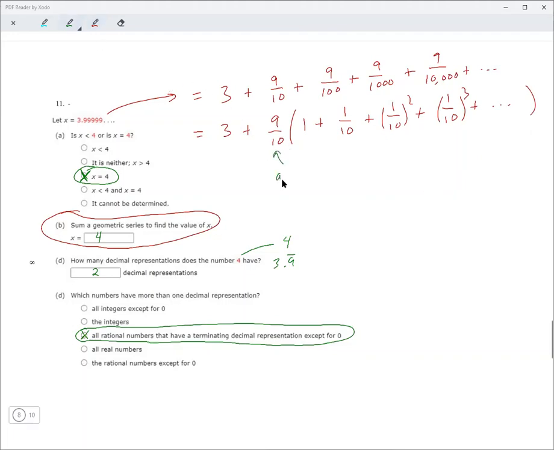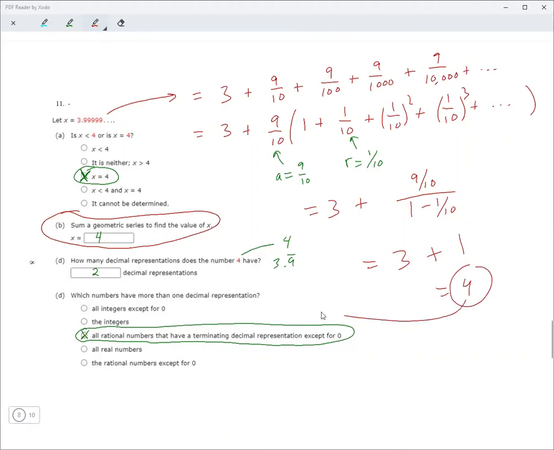So I have a geometric series. A is 9/10, and R is 1/10. So that tells me that this is going to be 9/10 over 1 minus 1/10. Well, so A over 1 minus R. And the denominator is going to be 9/10, so it's 3 plus 1, then that's going to be 4. Okay.